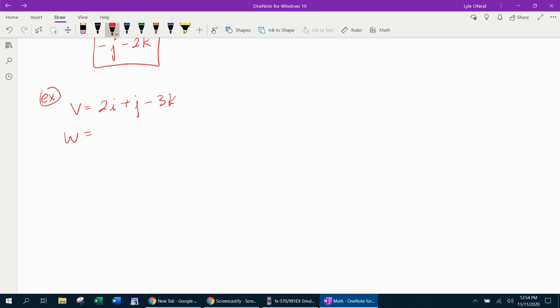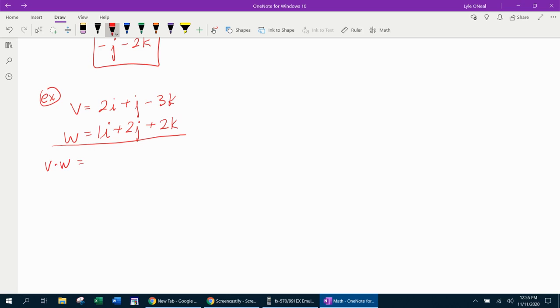And vector w is i plus 2j plus 2k. And in this example, they want us to find the dot product and the angle between the two vectors. So to find the dot product, remember in a previous lesson I said product means stack them.